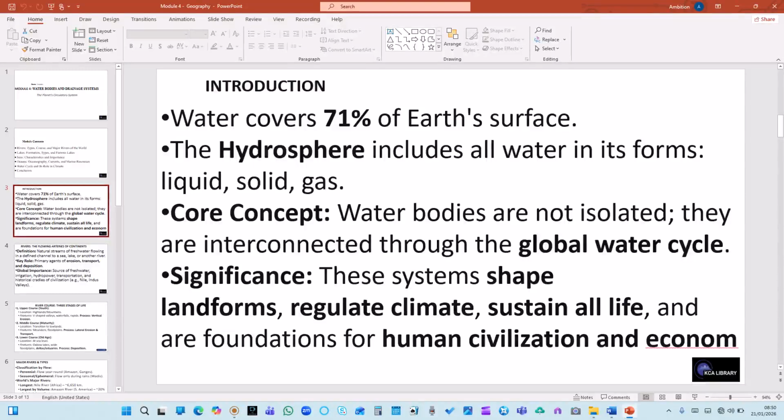Water covers about 71% of the Earth's surface. The hydrosphere includes all water in its forms, that is liquid form, solid form, and gaseous form. That is the hydrosphere. The core concept here is that water bodies are not isolated. They are interconnected through the global water cycle. The significance is this system shapes landforms, regulates climate, sustains all lives, and is the foundation for human civilization and economy.